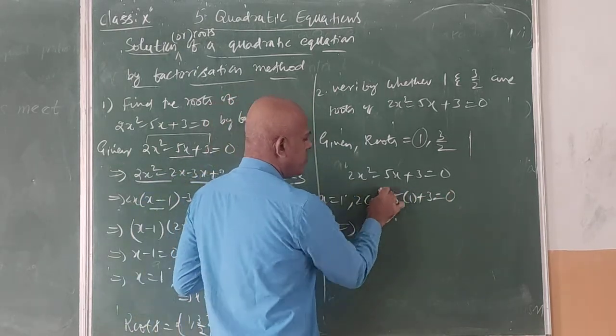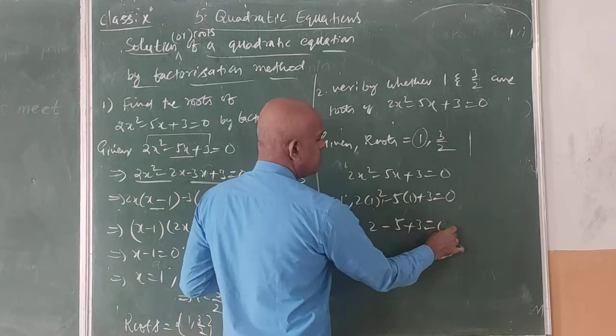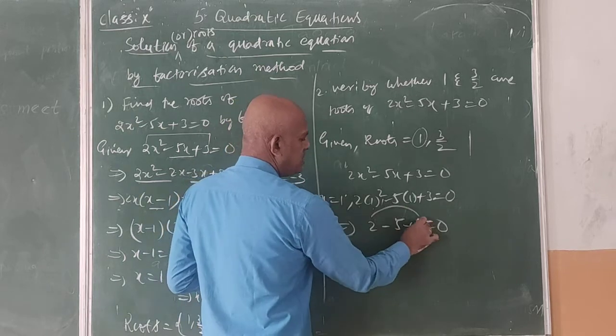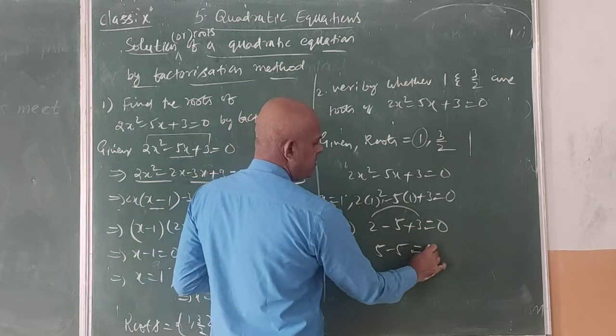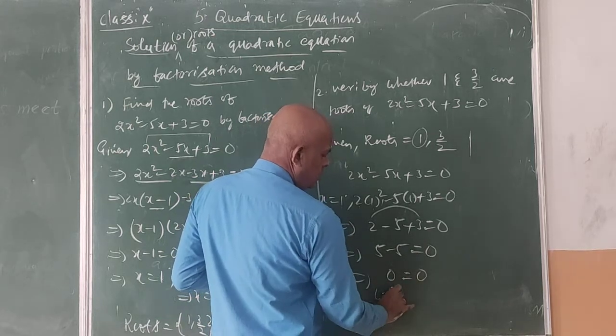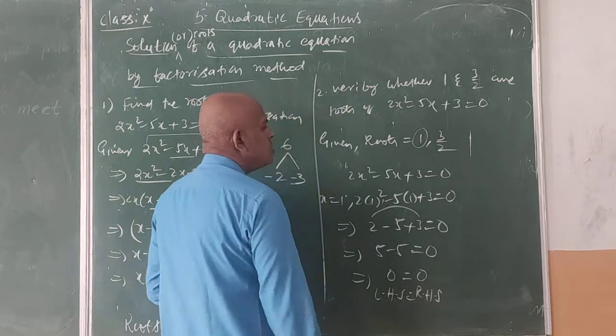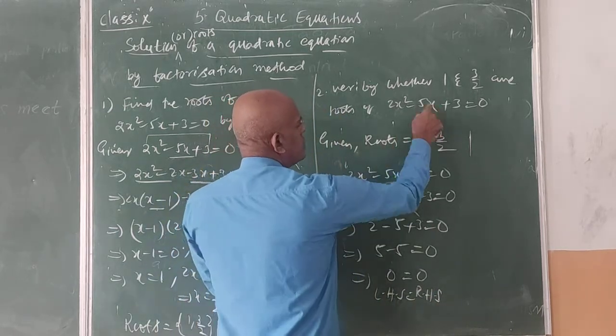Which implies 2 into 1 square, 1 square is 1, 1 into 2 is 2, 5 into 1 is 5, plus 3 is equal to 0. Which implies 2 plus 3 is 5, 5 minus 5 is equal to 0. So 0 is equal to 0. So LHS is equal to RHS. Therefore 1 is a root of the quadratic equation.